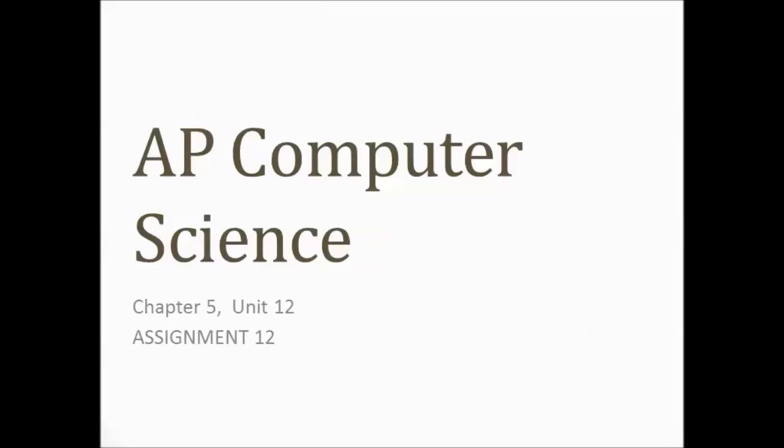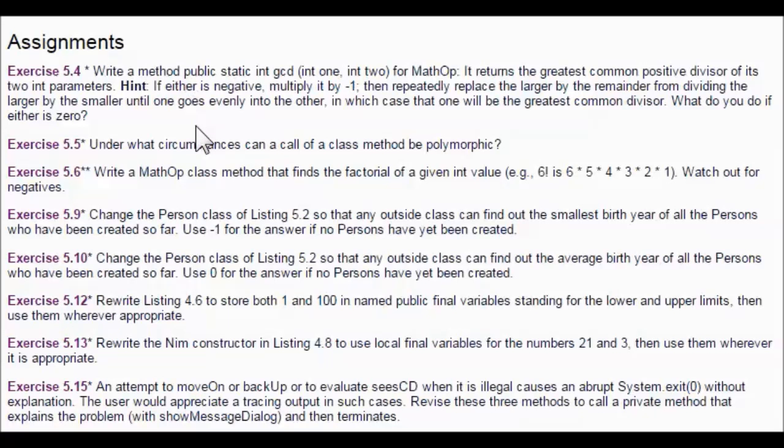Welcome to AP Computer Science, Assignment 12. Exercise 5.4 has us write a method, public static int, greatest common divisor between two integers for math op. It returns the greatest common positive divisor of two int parameters. If either is negative, multiply by -1, then repeatedly replace the larger by the remainder from dividing the larger by the smaller until one evenly goes into the other, in which case that one will be the greatest common divisor.